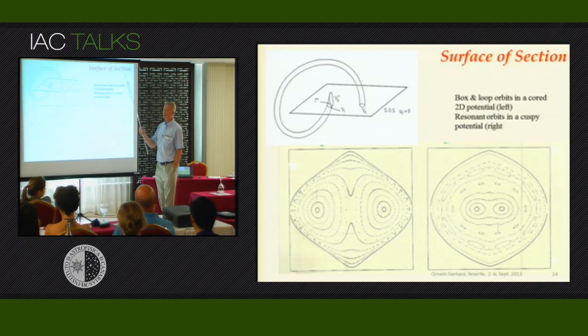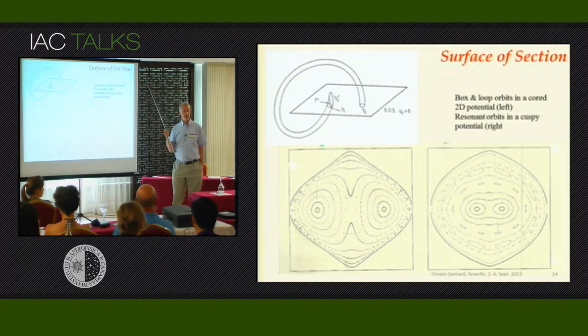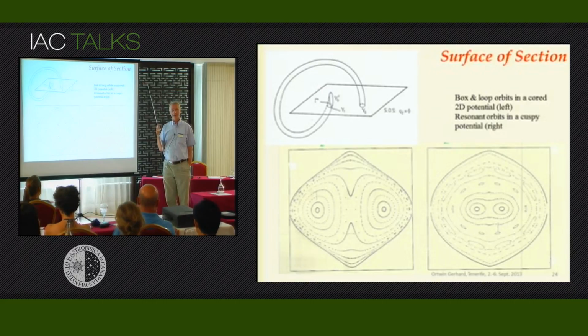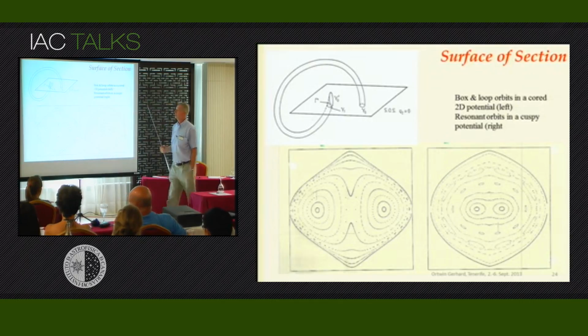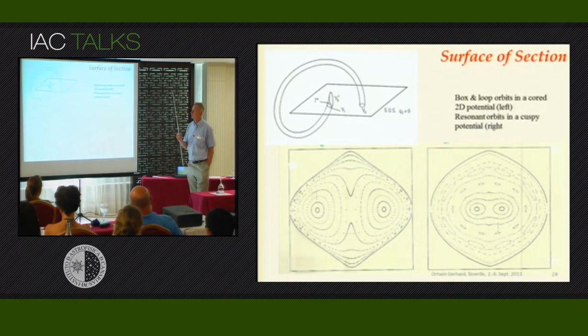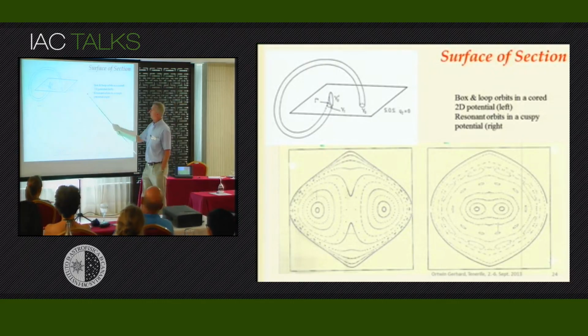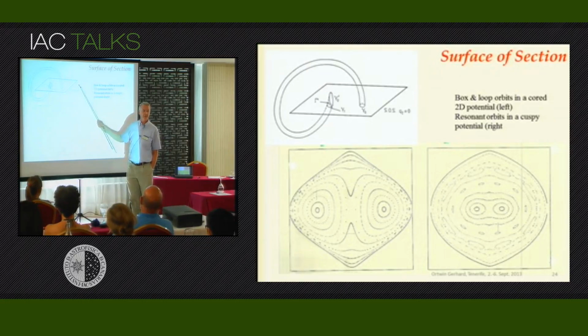So if you want to understand orbits in a more general potential, then given there's no integral, you can't do it analytically anymore. You use a tool called the surface of section. And that's basically a mapping from phase space onto phase space. So in this case, let's take a two-dimensional potential. My phase space is four-dimensional, but I know the energy is conserved. So I have three free parameters.